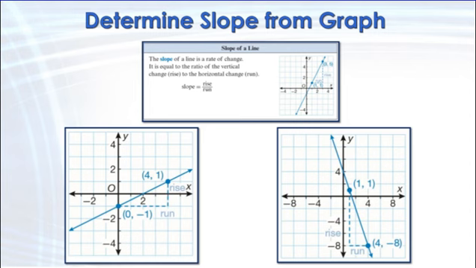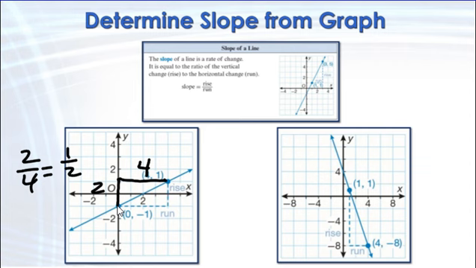So here, I rise. From here, you can go up 1, up 2. So the rise is 2. Go across 1, 2, 3, 4. The run is 4. So we would have 2 over 4, which reduced would give us half. So our slope would be half.